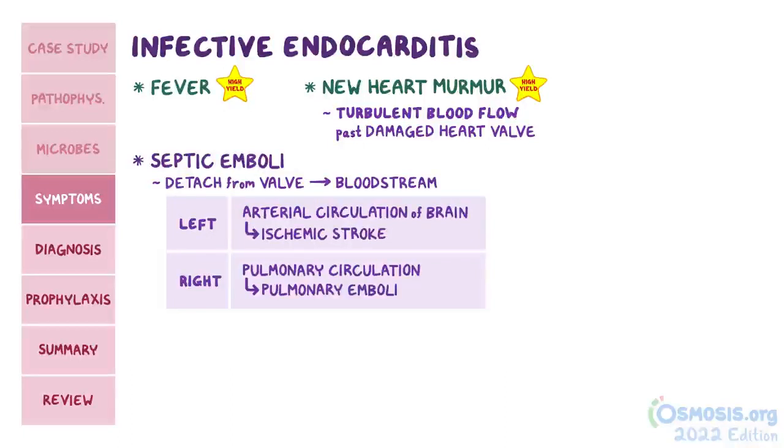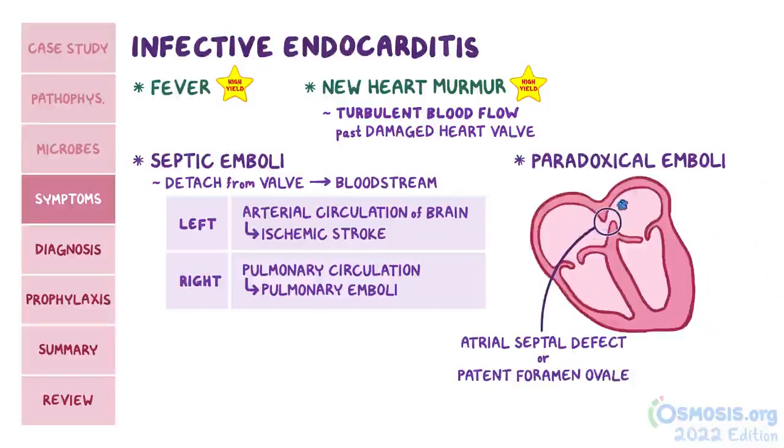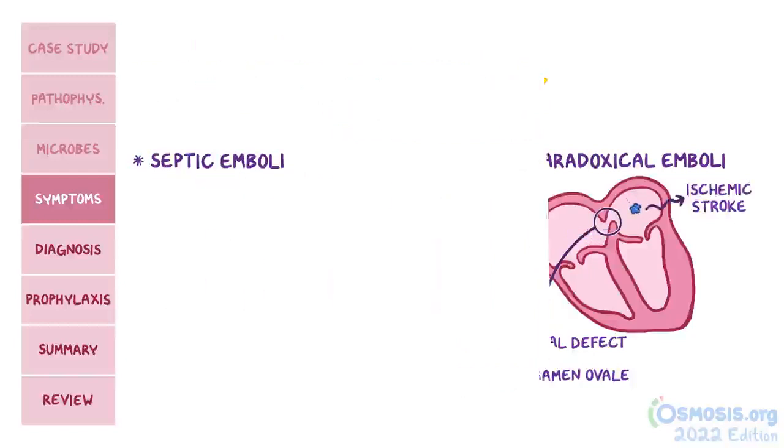More rarely, there might be a paradoxical embolus, which dislodges from the right side and then slips through an atrial septal defect, or patent foramen ovale. It enters the left atrium, and from there, it can head off to the blood vessels supplying the brain, causing ischemic stroke. Next, a couple of very high-yield signs.